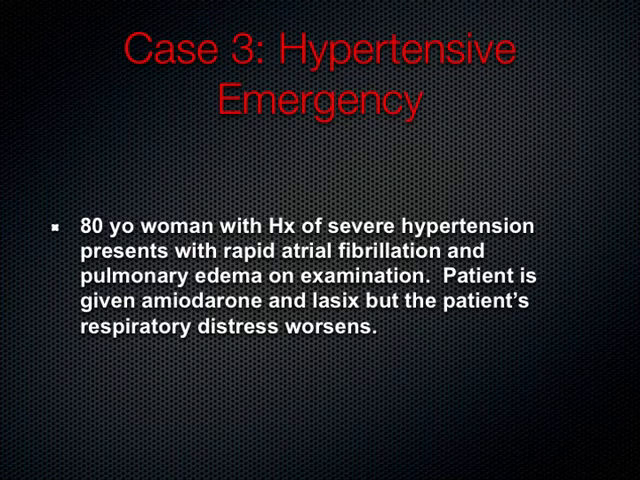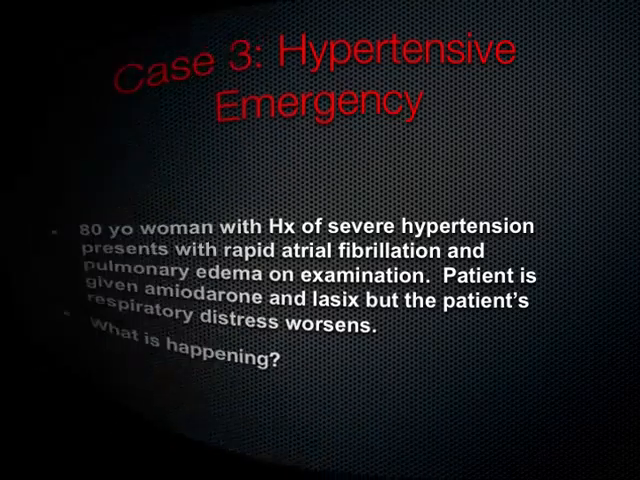Now the patient was given amiodarone and Lasix in the emergency department, but the patient's respiratory distress just kept on worsening. And so this is a situation in which we really think that the patient has something going on with their heart, because obviously we're trying medications that work on the heart like amiodarone. We're not sure what the fluid status is. We're trying to get rid of some of the fluid by giving Lasix. The blood pressure is really, really high. And in these situations, we really need to look at the heart to find out what the heck is going on.